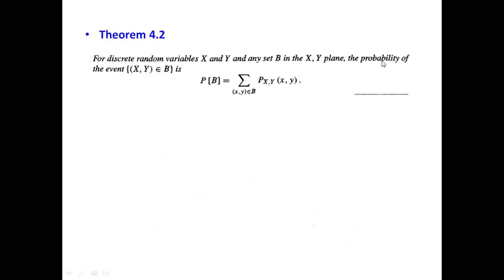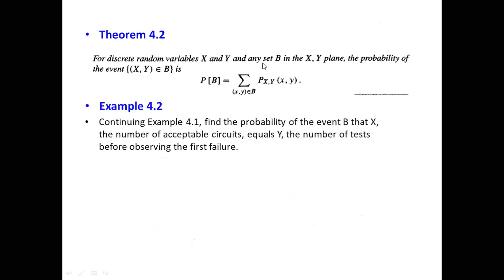Look at this one. For discrete random variables x and y and any set B in the xy plane, the probability of the event (x,y) in B is something like that. So what are they telling? They are telling that the probability of B will be that probability where we add all those joint probabilities whose X and Y are a member of the B event.